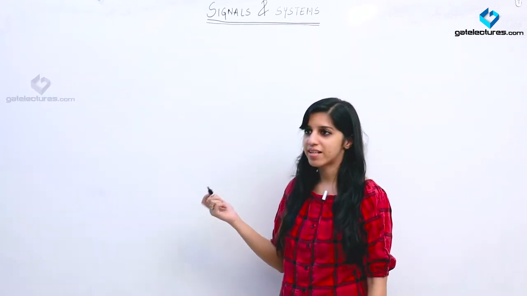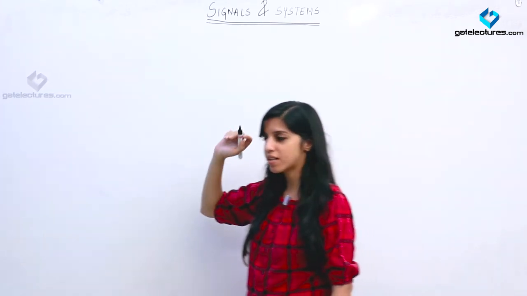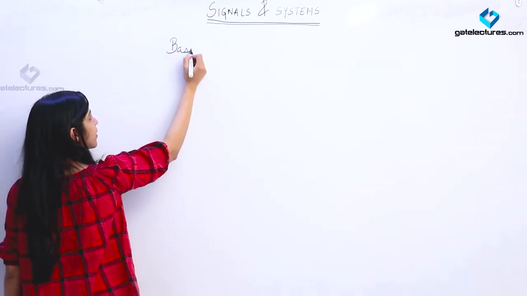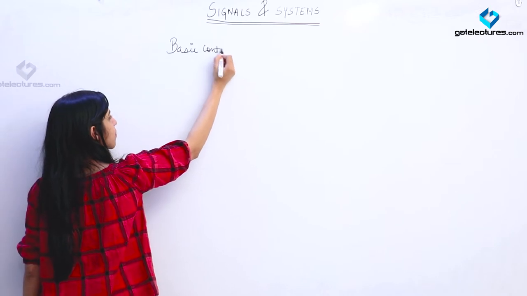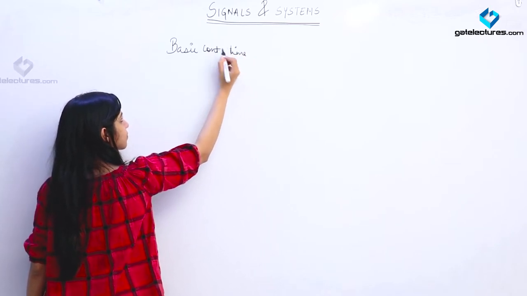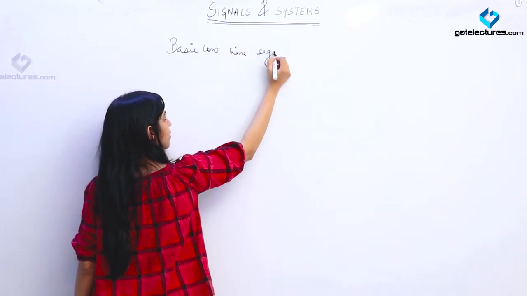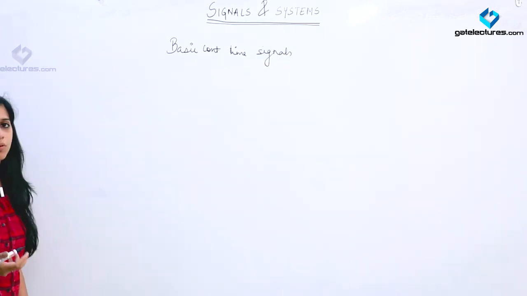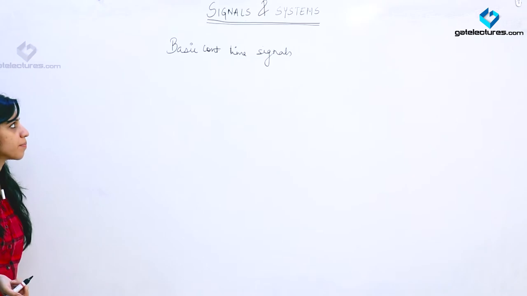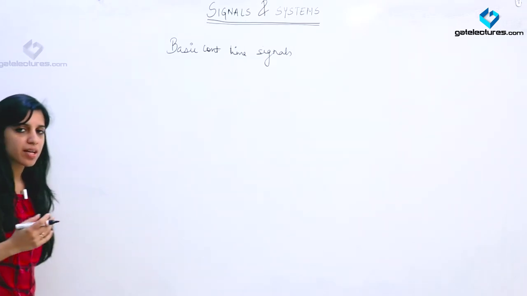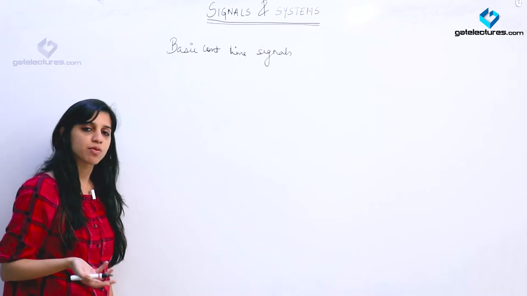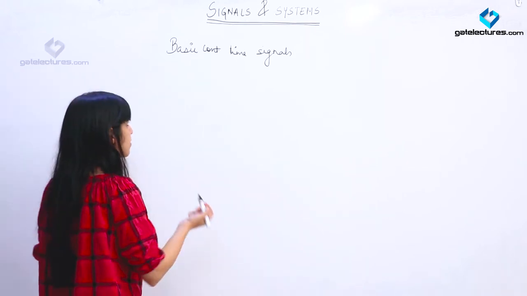Hello friends, in this lecture we are going to look at some basic continuous time signals, signals that we are going to use frequently. We are just having an introduction of all the signals that we are going to use here and there frequently in the subject. We are going to study a few properties of them, and later as we move on, we will see what properties they hold.